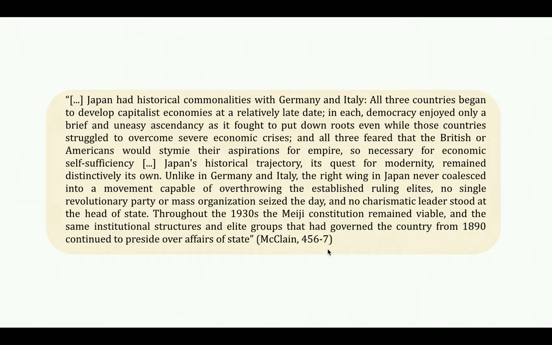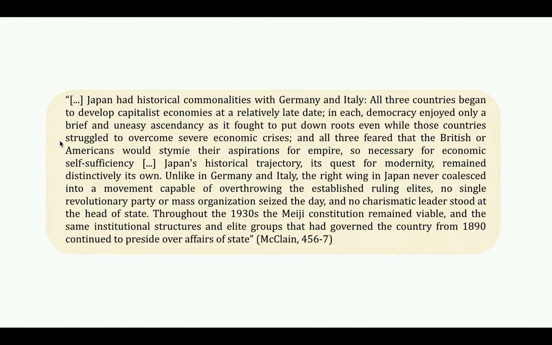Japan had historical commonalities with Germany and Italy. All three countries began to develop capitalist economies at a relatively late date. In each, democracy enjoyed only a brief and uneasy ascendancy as it fought to put down roots, even while those countries struggled to overcome severe economic crises. And all three feared that the British or Americans would stymie their aspirations for empire, so necessary for economic self-sufficiency.